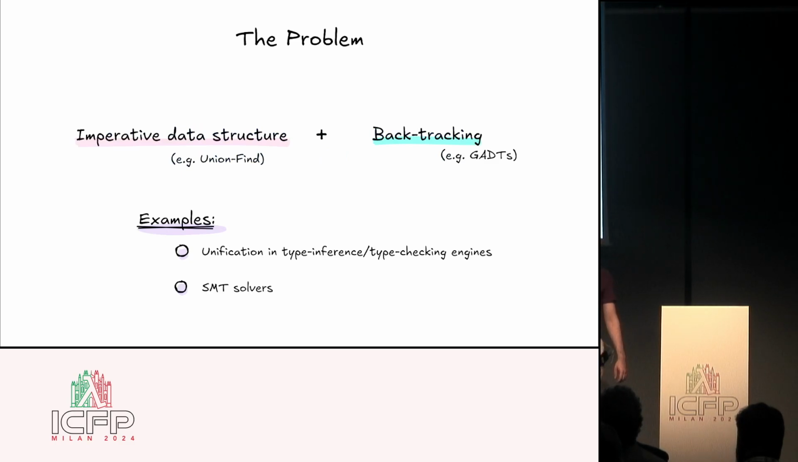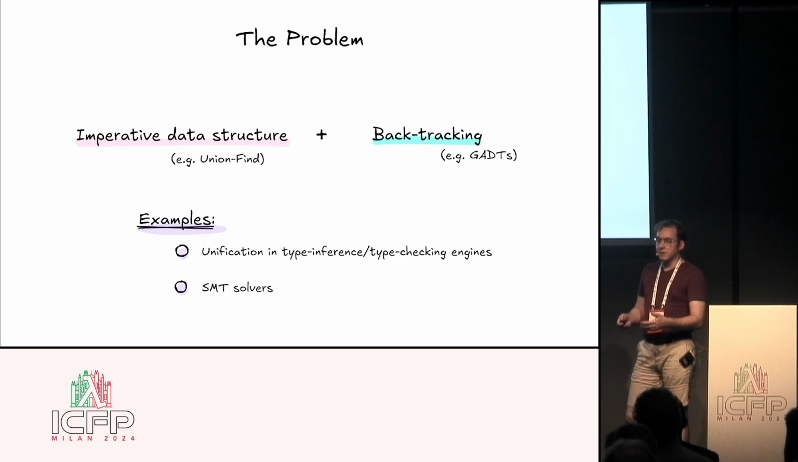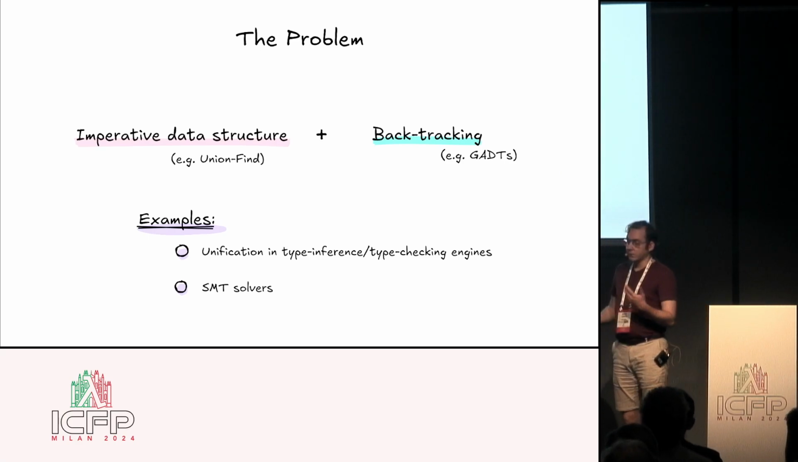The problem we were trying to solve is that we are functional programmers. We are at ICFP. We love functional data structures, but sometimes we have to just bite the bullet and use imperative data structures. An example is actually the very implementation of the type systems we know and love, because many implementations of an efficient unification algorithm are going to use an imperative union-find data structure. And issues arise when we try to combine these imperative data structures with algorithms that require backtracking.